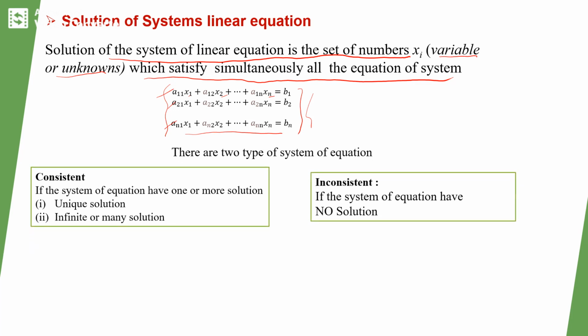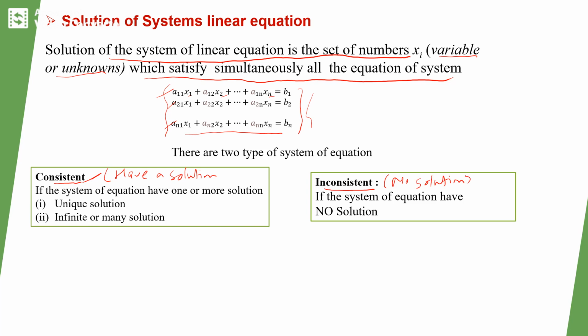Now there are two types of system of equations. The first one is consistent, and the next one is inconsistent. When we say the system is consistent, it means it has a solution. Consistent means have a solution. And when we say the system is inconsistent, it means it has no solution. Meaning the system cannot be solved, or we cannot find the solution of an inconsistent system.